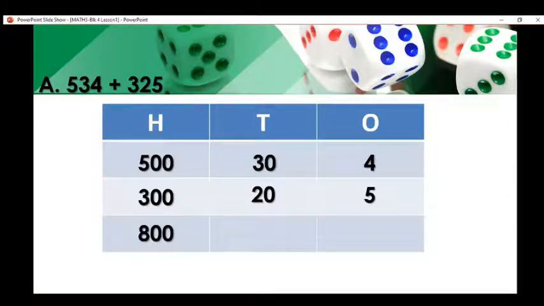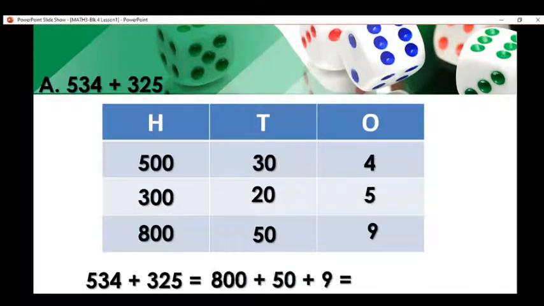So let's start with the hundreds. 500 plus 300, that would be 800. In our tens, 30 plus 20, we got 50. 4 plus 5, that is 9. So to get our final answer, we need to add the expanded forms of the added numbers. 800 plus 50 plus 9 is equal to 859. Very good. So you got the correct answer. It's easier for us to add if we use expanded form in our place value chart.